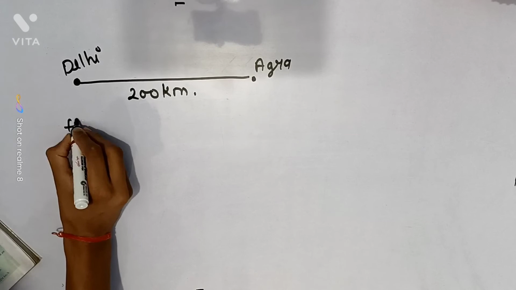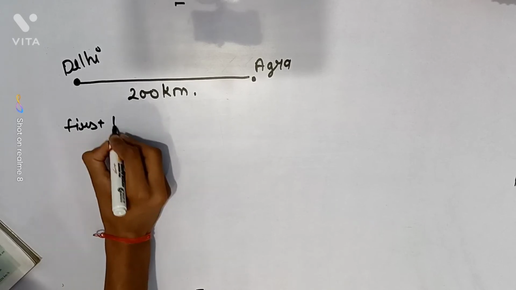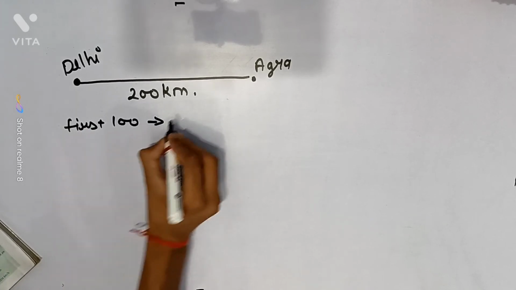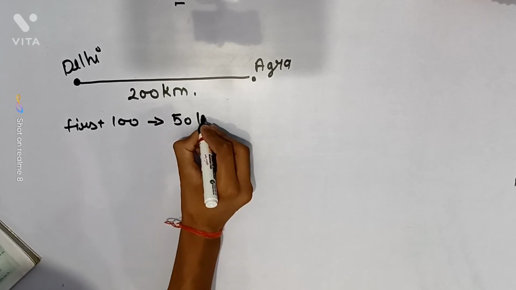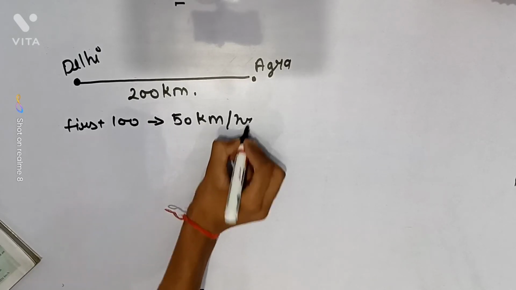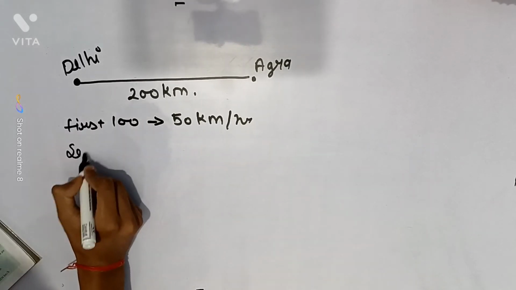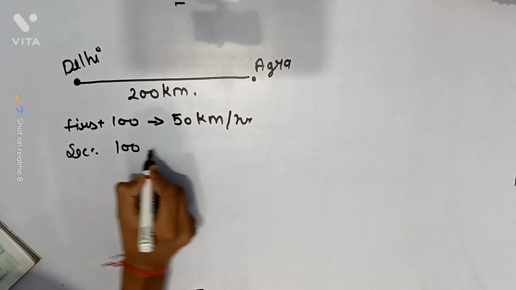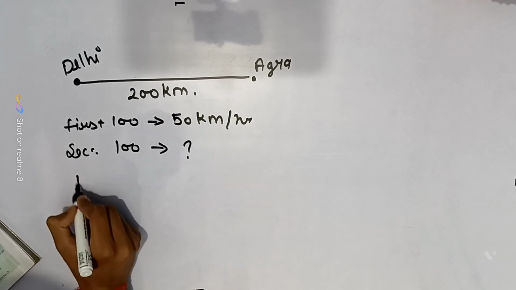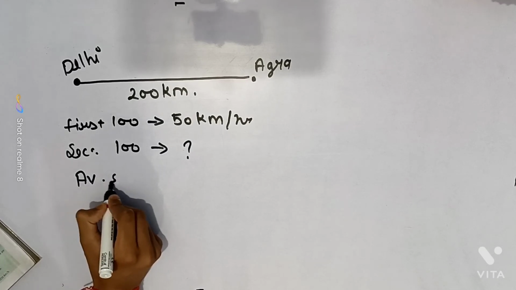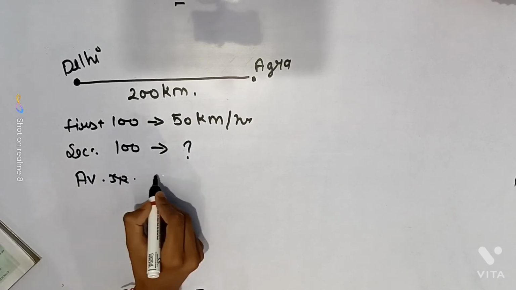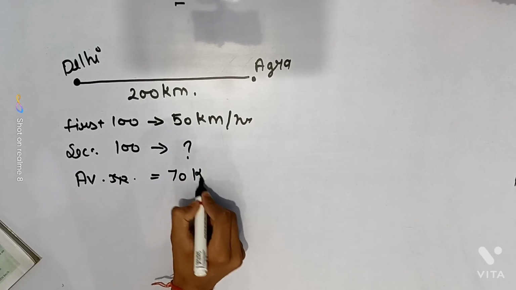So for the first journey we will consider that the train covers the first 100 km at a speed of 50 km per hour. And they are asking how fast the train must travel the next 100 km so that the average is 70 km per hour for the second journey. Means they are asking at what speed the second 100 km should be traveled so that the average should be 70 km per hour.